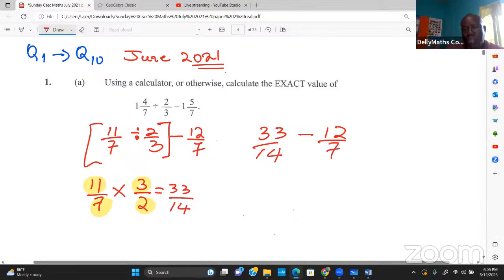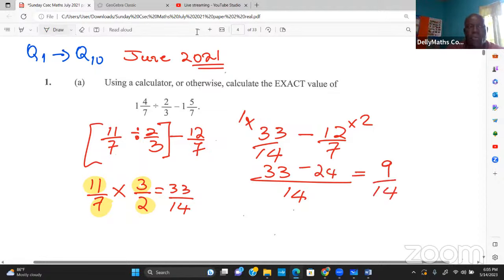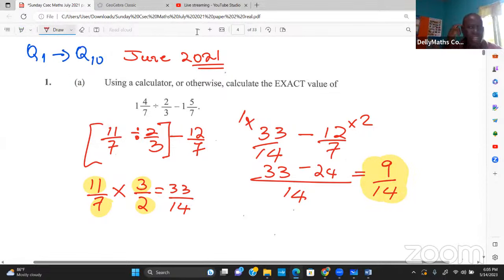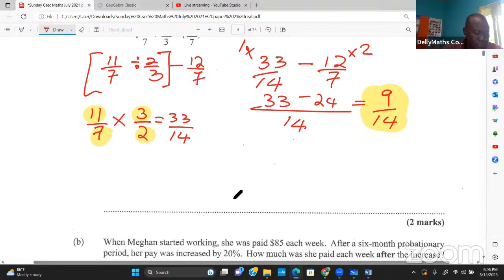All right, so we have 12/7. So let's go with our LCM, 14. 14 into itself, 1. 1 times 33, that's going to give us 33. 7 into this is going to give us 2 times, that's 24. And when you subtract that, that looks like about 9/14. So we're getting 9/14 there for the final answer for that. All right. So 9/14, and you're good to go right there. Let's take a look at the other question to see what it is that they're asking.